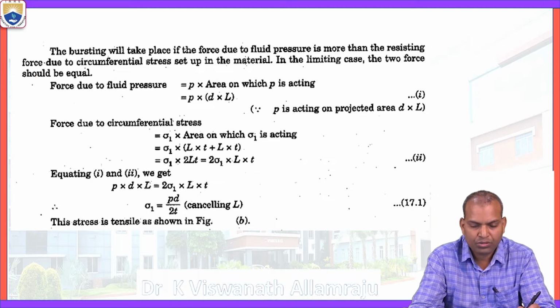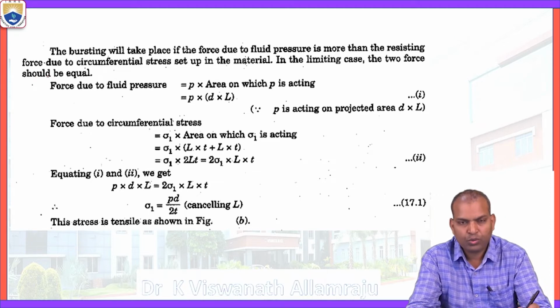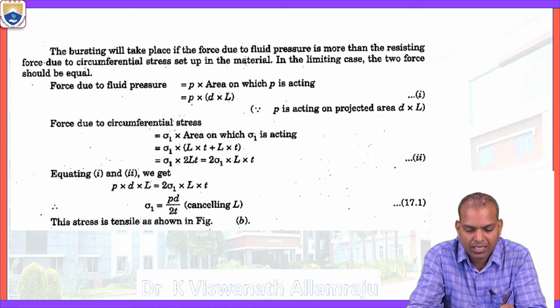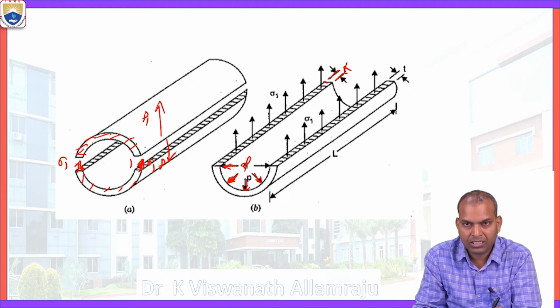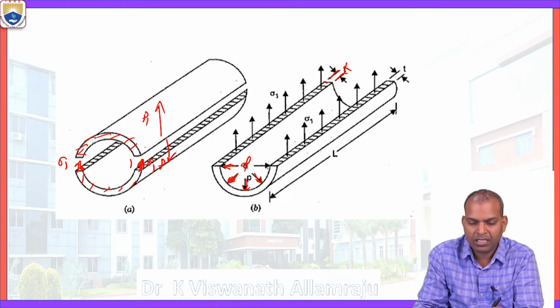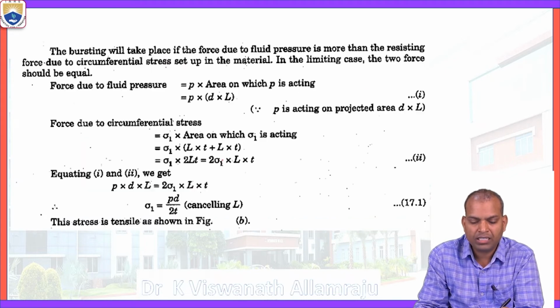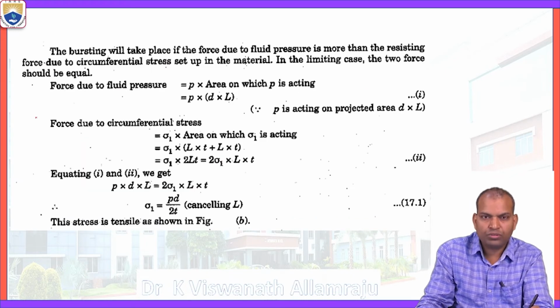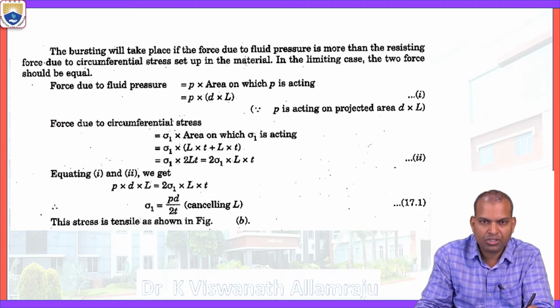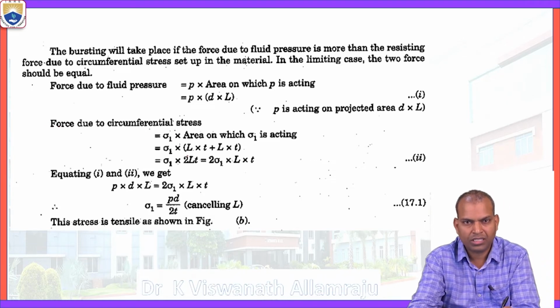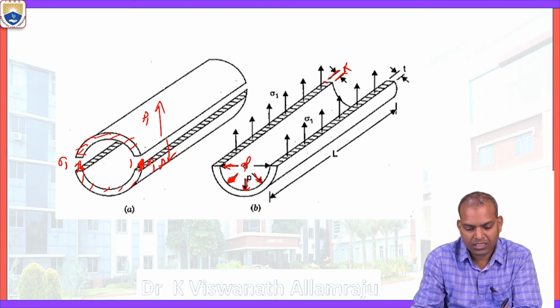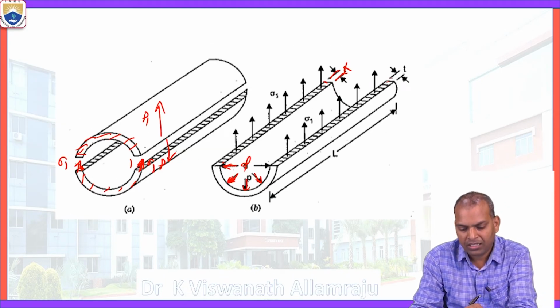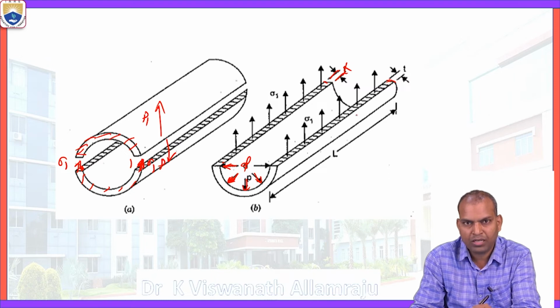So what is the force due to fluid pressure? The force due to pressure is equal to pressure times area. The pressure P is acting on the area D times L, where D is the diameter and the length is L. That is P into D L. Now, the force due to circumferential stress is equal to circumferential stress times the area. What is that area here? It is L into thickness, the length L and the thickness t. There are two such areas, so 2 times L t.